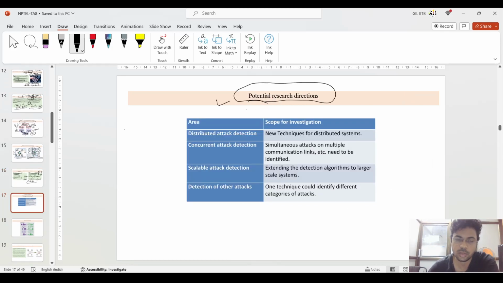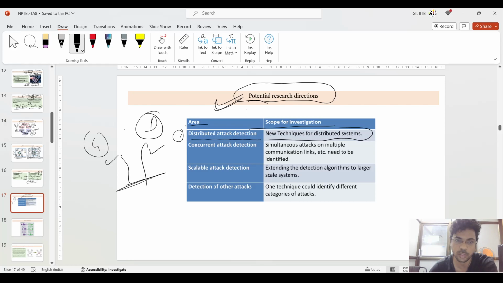Okay, so coming to our potential research directions in cyber attacks and cyber physical systems and resilience. There are certain areas and scopes of investigation. Suppose the first is the distributed attack detection in the distribution network. This is a new technique for the distribution system if you want to install, because both the systems, from the generation and also from the distribution, are vulnerable, which is connected to a certain central thing.